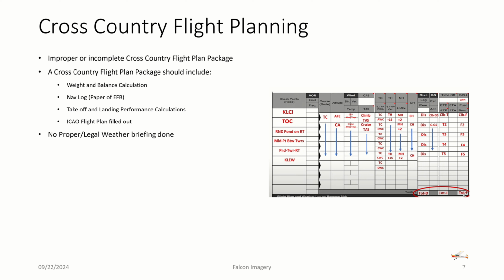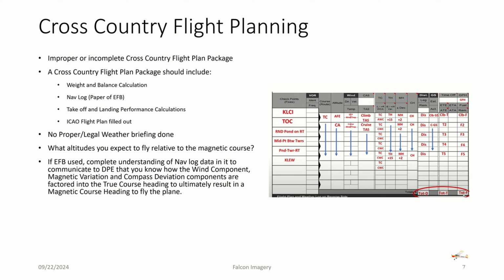Another area where people fail is they've done no proper legal weather briefing. What altitudes do they expect to fly at relative to the magnetic course that they anticipate flying? 0 to 179, you're going to fly for VFR odd plus 500. 180 to 359, you can fly even altitudes plus 500.